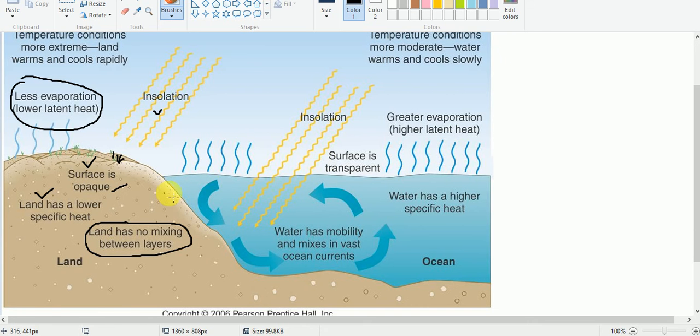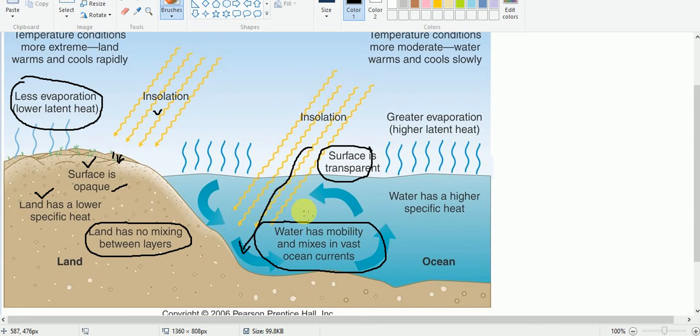And as compared to land, we know that the sea's water surface is transparent. Light can pass through, insolation can reach up to the bottom, because water is transparent. That means the sunlight can pass through it, and since water is mobile and there will be mixing by movement, because water can move here and there, heat is distributed.